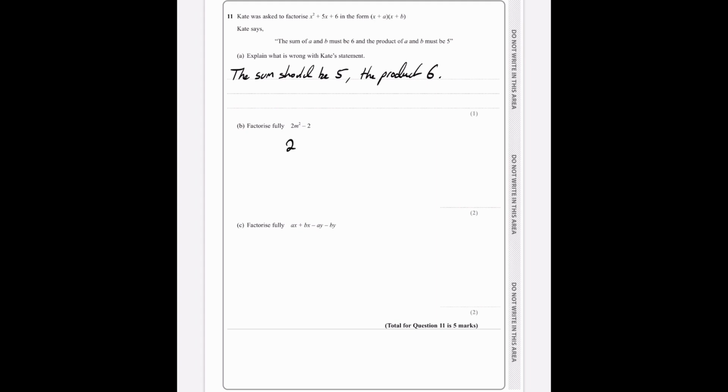For the full factorisation for B, factorising out the 2 first and then spotting we've got the difference of 2 squares. So it's going to be 2 lots of m plus 1 times m minus 1 for the full factorisation there. For C, I'm going to factorise the x out of the first 2 and factorise the y out of the second 2. Take the negative y because then we get a plus b in both. Factorise out a plus b from both, a plus b times x minus y for C.